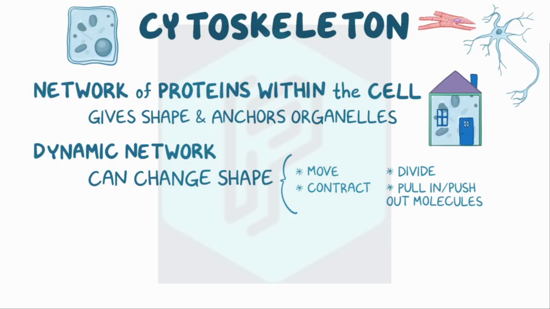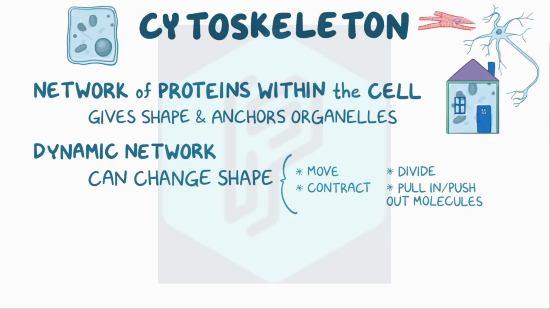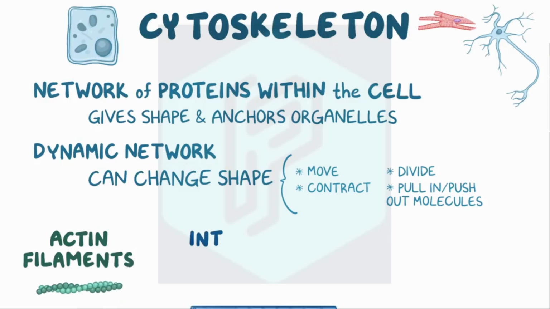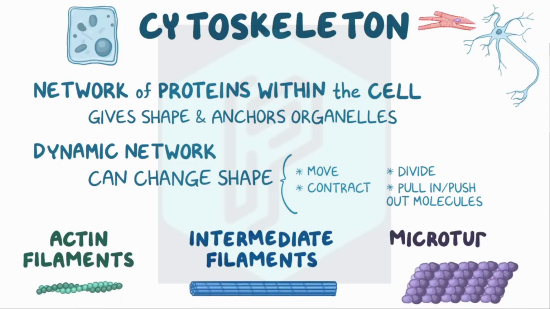Imagine if your house could do that. Maybe it'd get up and walk away during an earthquake. So the cytoskeleton is pretty special, and it's made up of 3 proteins: actin filaments, intermediate filaments, and microtubules.